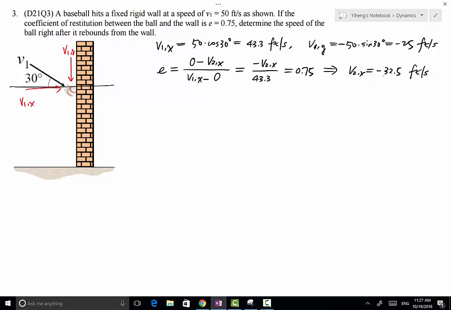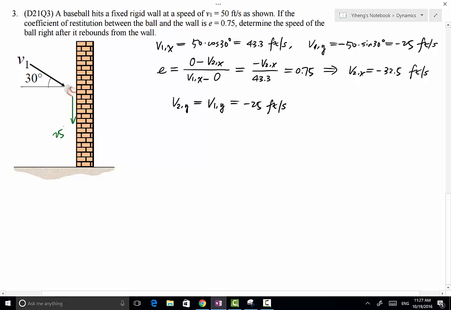Now, because there's no collision along the y direction, the velocity after collision is the same as the velocity before collision, and that still equals negative 25 feet per second, which means it's vertically down again. Therefore, if we use green color to represent the velocity of the baseball after collision, it will have the same velocity, 25 feet per second down, but along the x direction, it will be a velocity of 32.5 feet per second to the left.